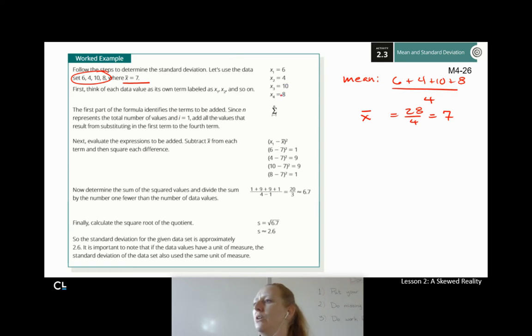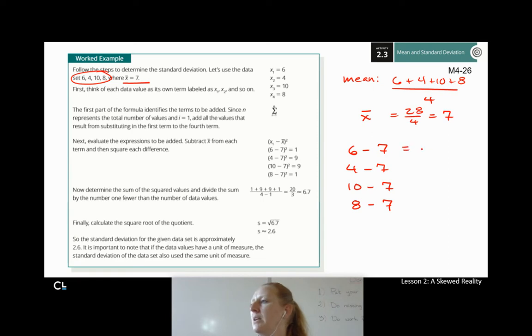So here's what we're now going to do. We're going to subtract our mean from every single one of these. See how I have 6, 4, 10, and 8? So I'm going to do 6 minus 7, 4 minus 7, 10 minus 7, 8 minus 7. All I'm doing is subtracting the mean from every single one of these.